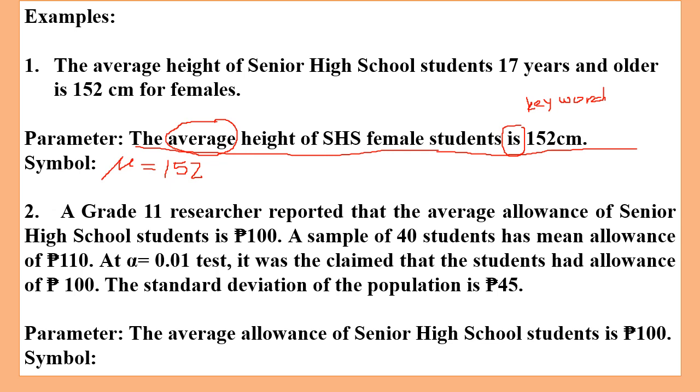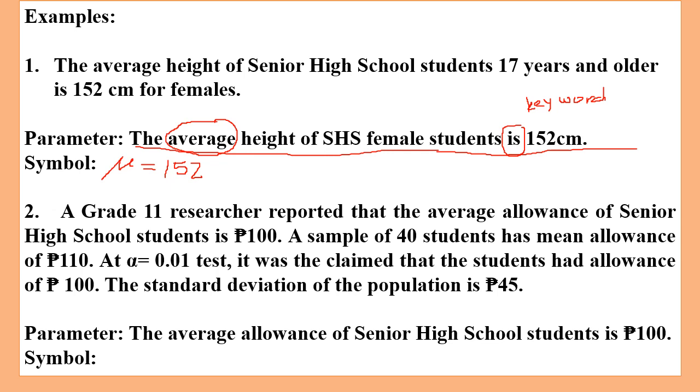Now, example number 2. A grade 11 researcher reported that the average allowance of senior high school students is 100. A sample of 40 students has a mean allowance of 110. At the level of significance, or the alpha, equal to 0.01, test the claim that the students have an allowance of 100. The standard deviation of the population is 45.